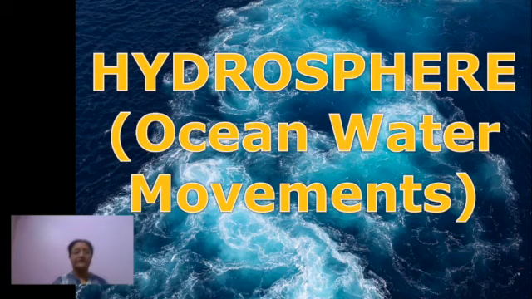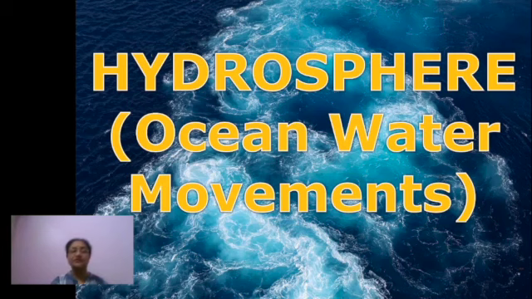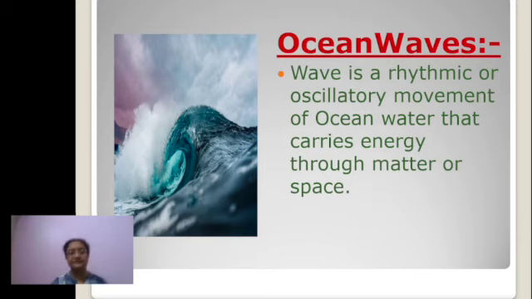Now in this topic, we have to discuss just a small part of the vast topic hydrosphere. And what is it? Basically we have to discuss the ocean water movements. What are the different movements we can find in the case of ocean water? The most important types of movements are: number one, ocean waves; number two, the tides; and number three, the ocean currents.